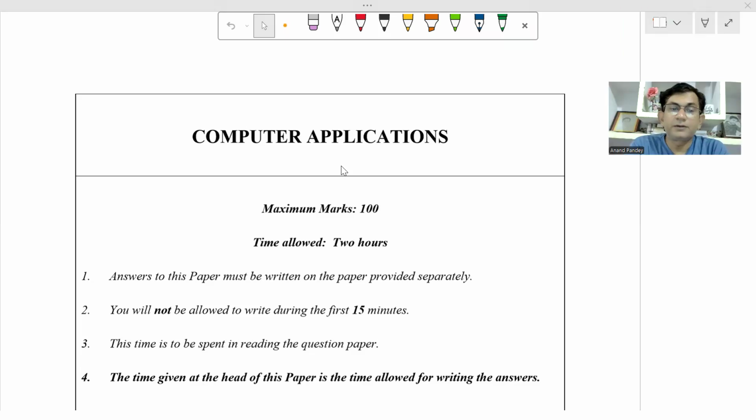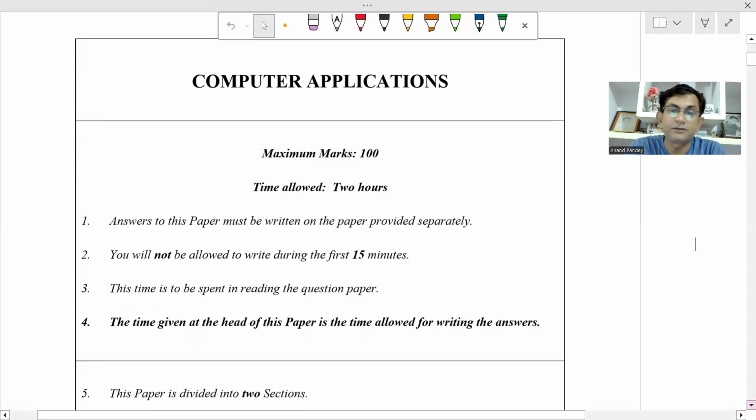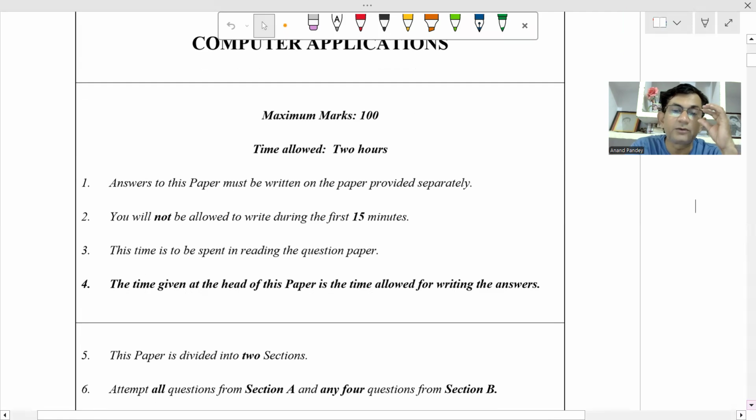See here in front of you, I can show the question paper. So without wasting your and my time, let's start. Here we are, computer application. You can read the instructions. Kindly do not waste your reading time. Utilize the time to read the instructions carefully. Everything is important and most of the things you know.